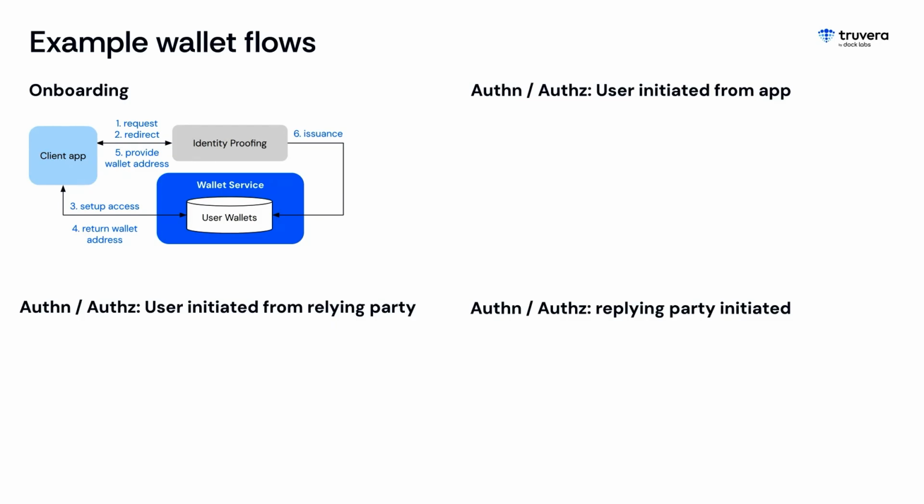And then after they have that wallet set up, it's going to return the wallet address to the client. The client then can give the wallet address to the issuer, the identity proofing service, and then it can issue into that wallet. So that's how that onboarding flow works. And again, there's lots of ways we can manage that user experience to make it simple for the customer.